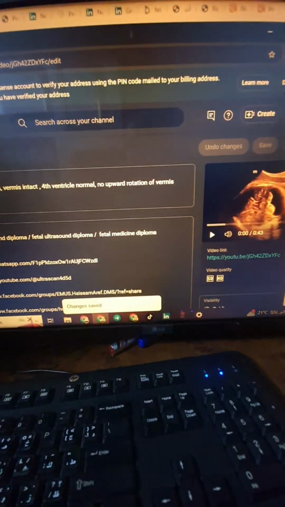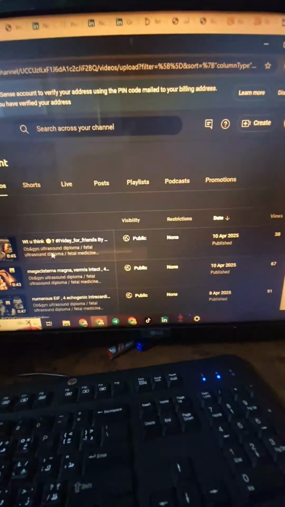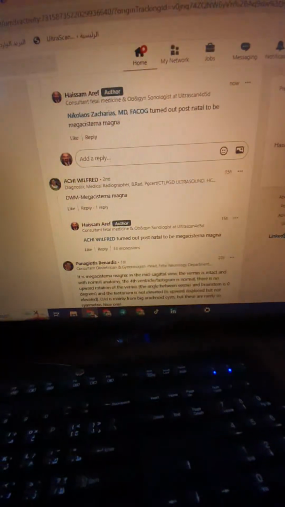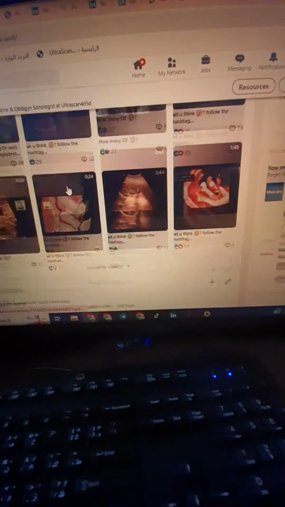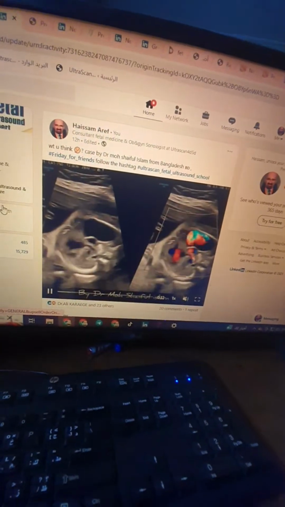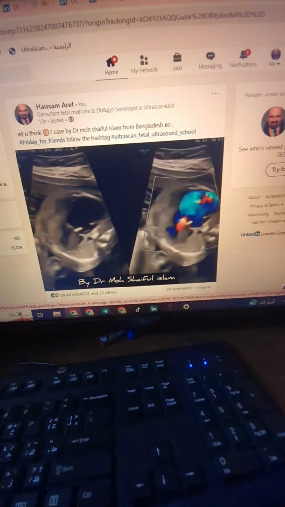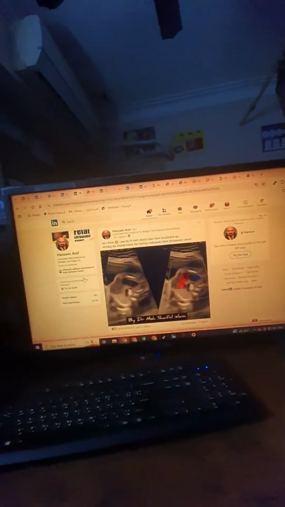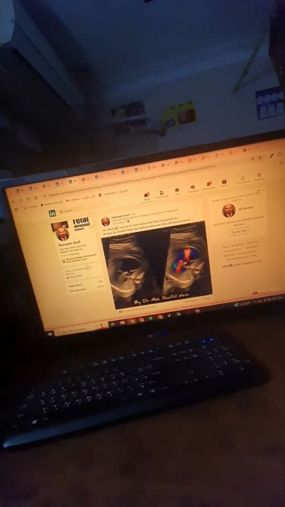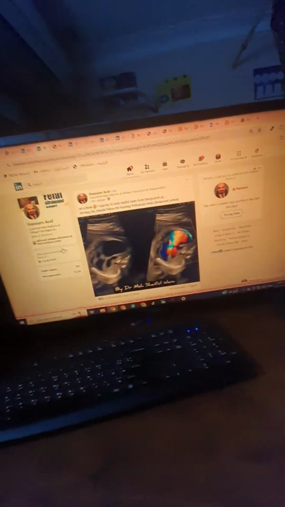Okay, let's go back to our cases. We will go to the final case by our friend Dr. Shaiful Islam from Bangladesh, and this case is interesting because the right atrium is markedly dilated, like you can see here, and the right atrium is dilated because there is marked tricuspid incompetence, tricuspid dysplasia with levocardia, marked levocardia.